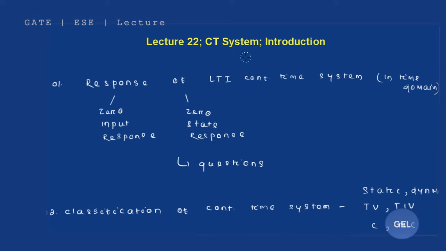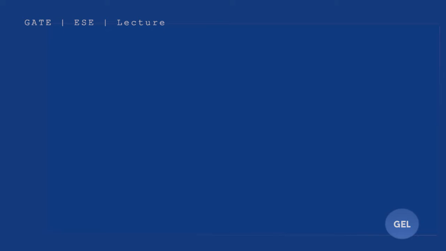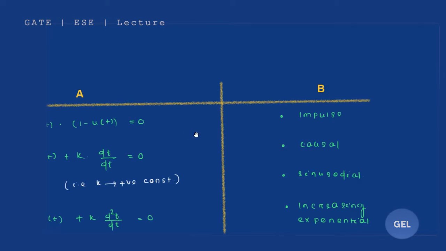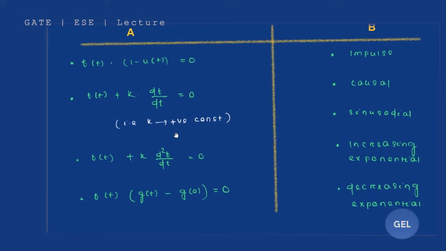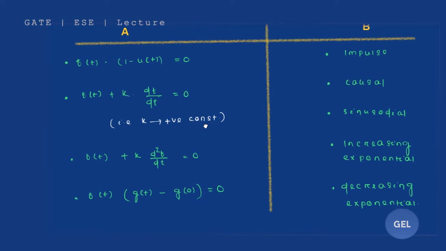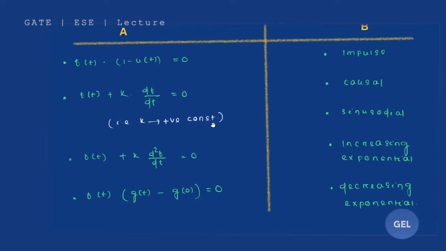From this lecture onwards, this is a video lecture file, an introductory video lecture for systems, continuous time systems. But before getting into continuous time systems, there is a very interesting GATE question that I actually went through. It's a conceptual question. Let's quickly solve this question, which is from continuous time signals.